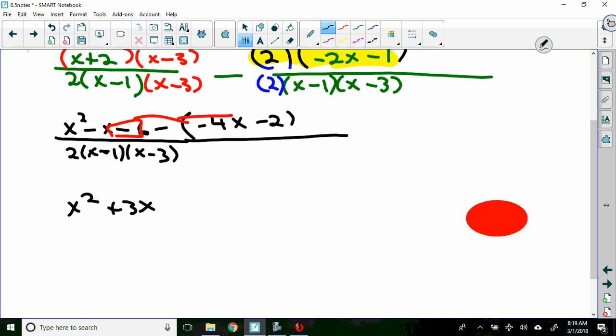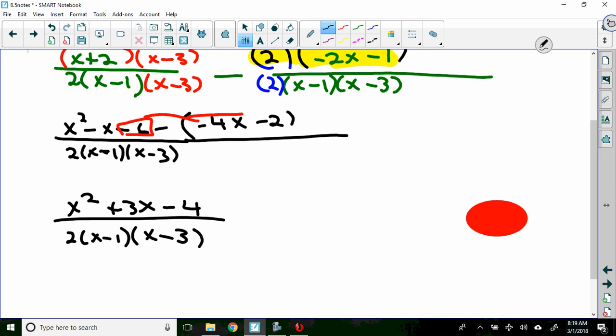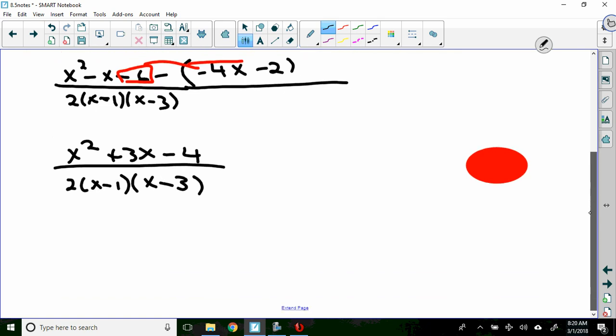We have minus 6, and we're minusing minus 2. So that's like negative 6 plus 2. So what's that going to be? Minus 4. Keep in mind this is all still over 2 times x minus 1 times x minus 3. Now that numerator, I think 4 has factors that add up to 3, doesn't it? That numerator is going to factor.